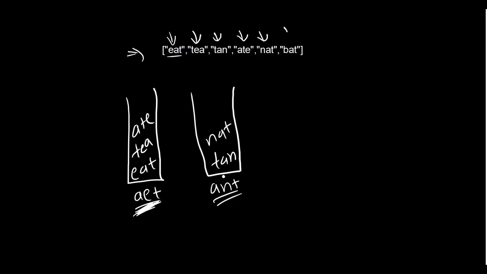And the final word is "bat". After sorting "bat", it will be "abt". There is no such bucket, so we'll create a new bucket "abt" and put this string into the new bucket. I hope you got the intuition behind this solution.